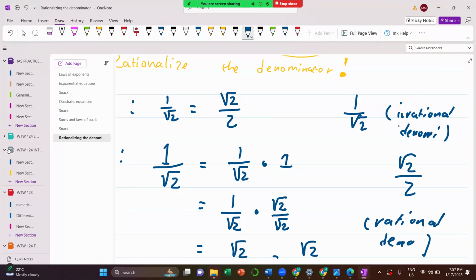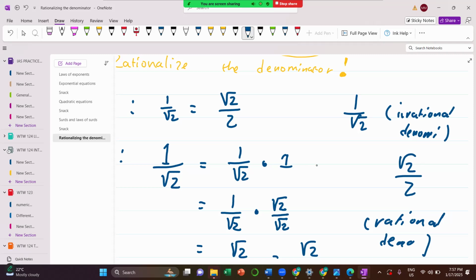So therefore we rationalized it. We changed it from being irrational to being rational. We changed the denominator from being square root of 2 to being a 2. So we changed it from being an irrational value to being a rational value. Are you guys with me?